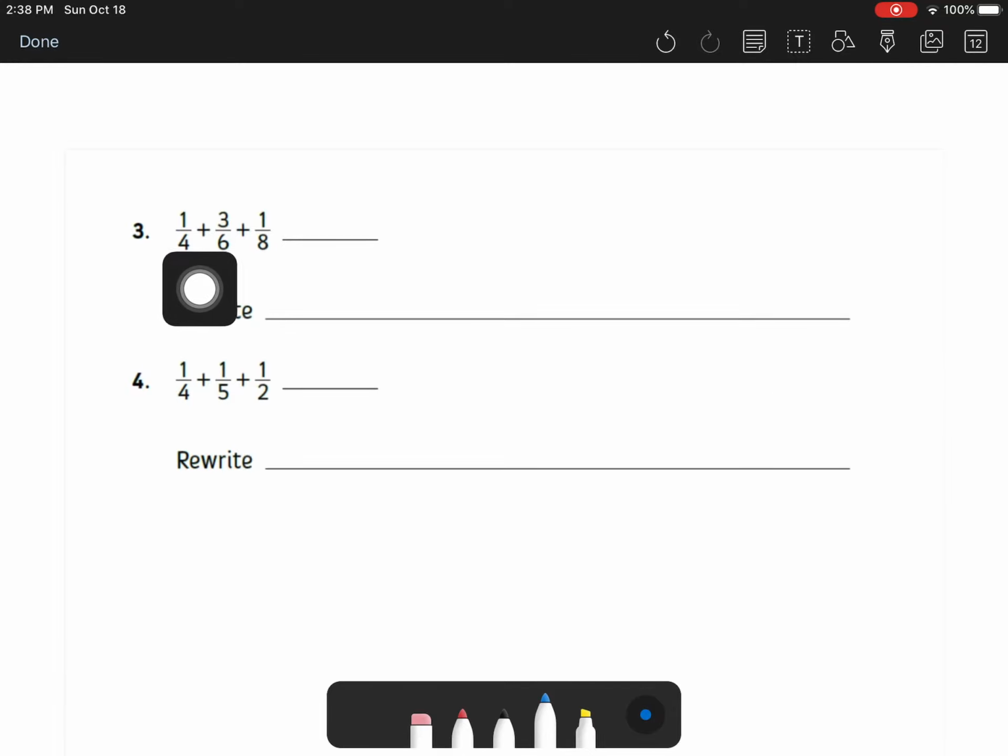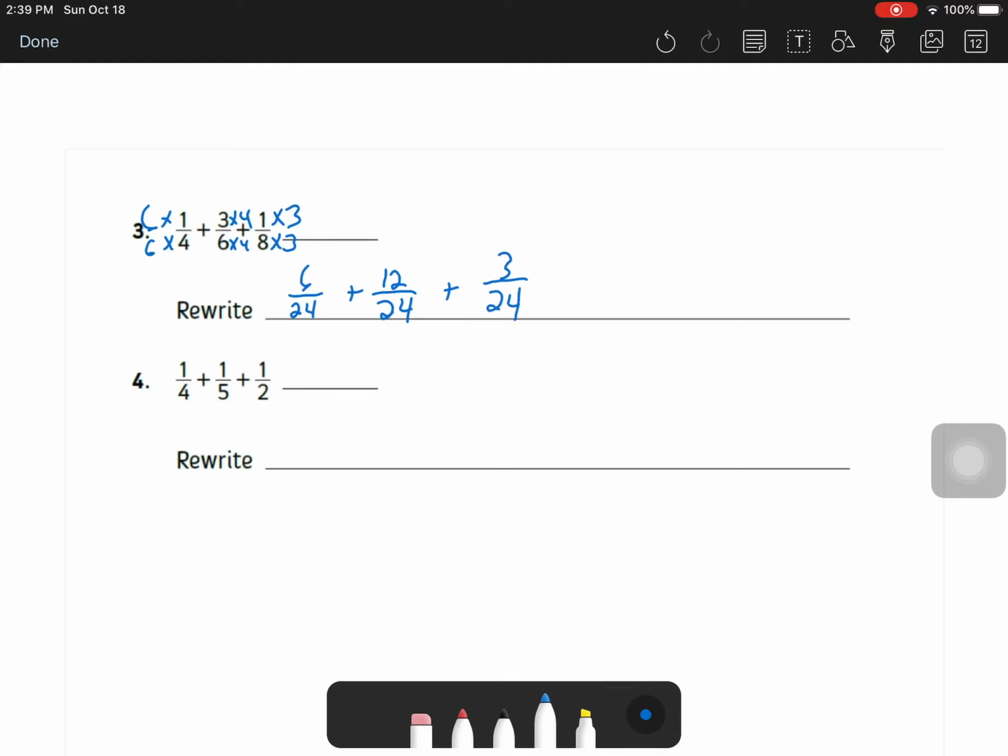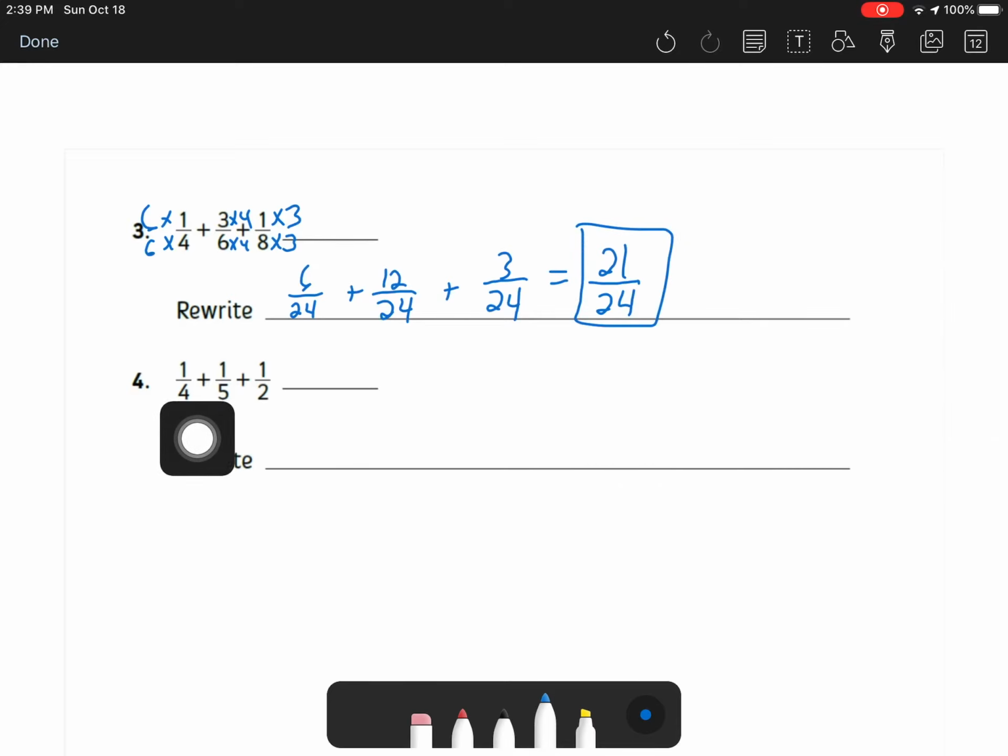All right, 4, 6, and 8. So if you were to pull out a multiplication table, I think you would find that 24 appears for each of those numbers as a multiple. So I'm going to go times 6 to get a 24. 6/24 here. I'm going to go times 4, so I'm going to have 12/24. And times 3 here, I'll get 3/24. So I've got 6 plus 12, that's 18, plus 3, that's 21. 21/24.